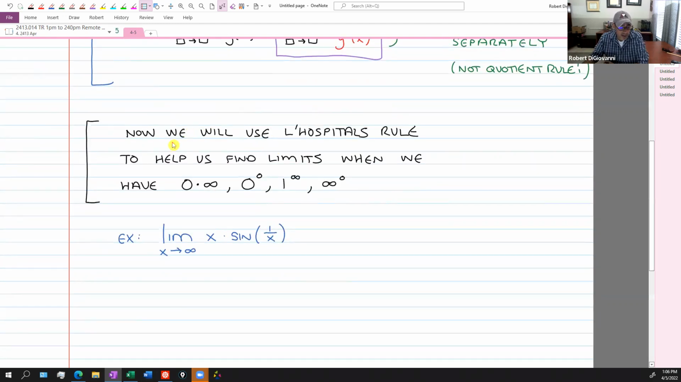So what we're going to do now is we're going to use L'Hopital's rule to help us find limits when we have some other, different forms where we don't have 0 over 0 or infinity over infinity. We have one of these. Okay, so 0 times infinity, 0 to the 0, 1 to the infinity. I'm going to copy these. I want us to talk about these before we actually do anything.